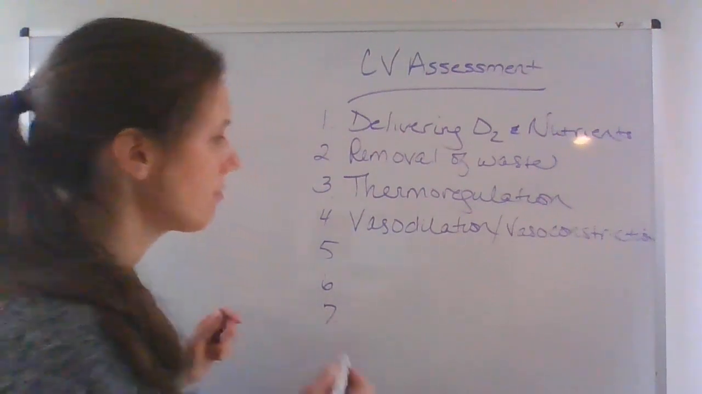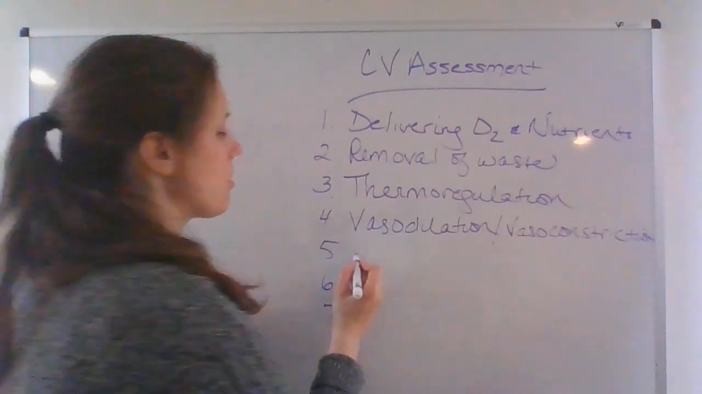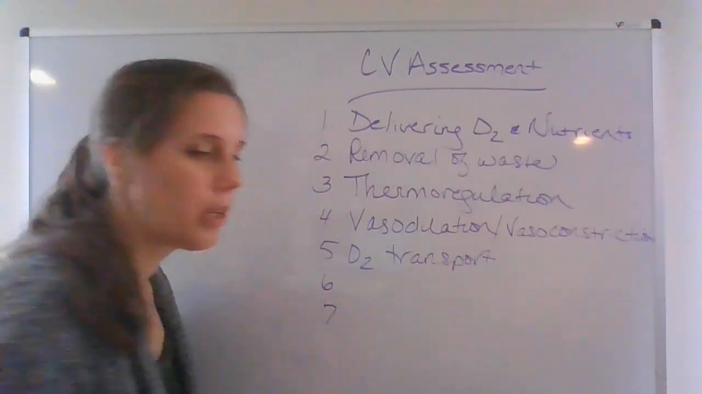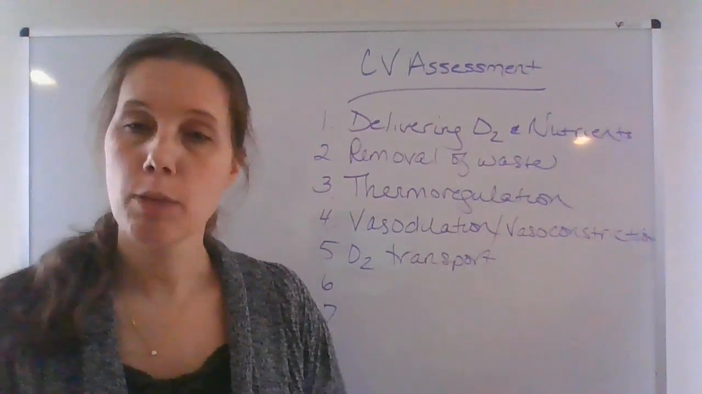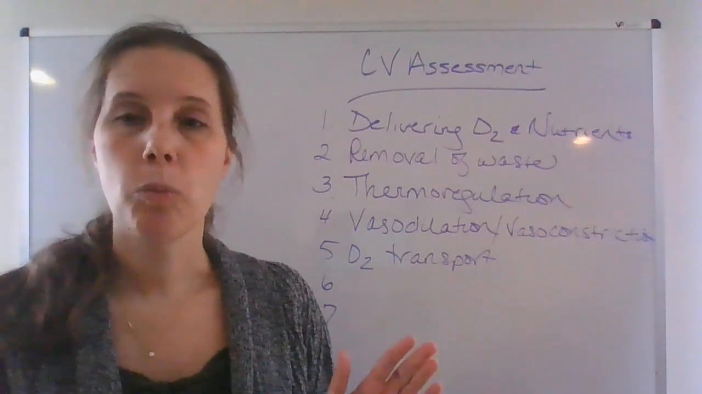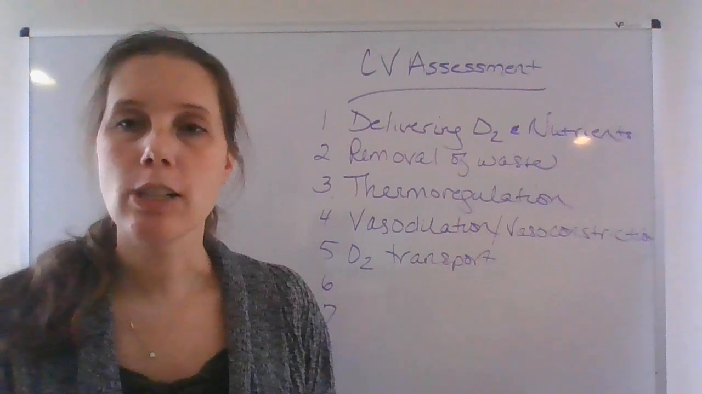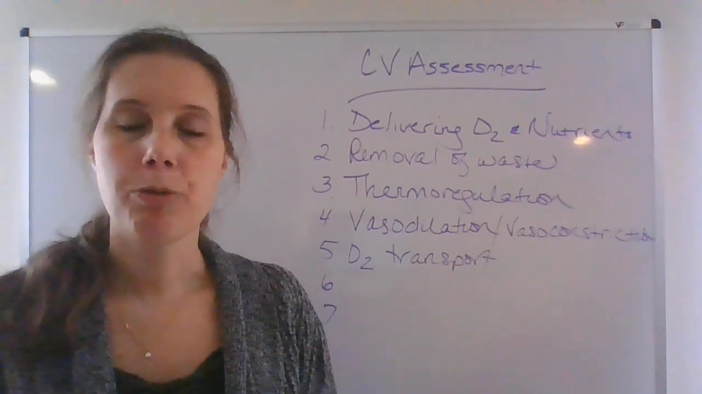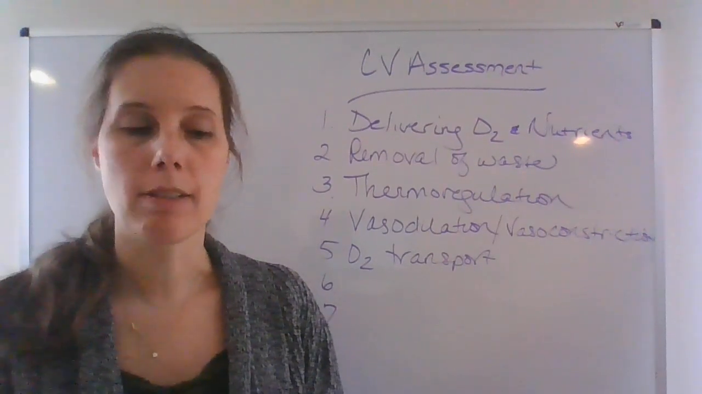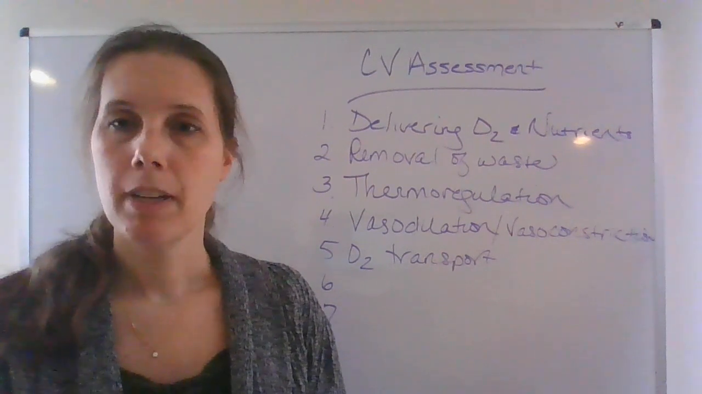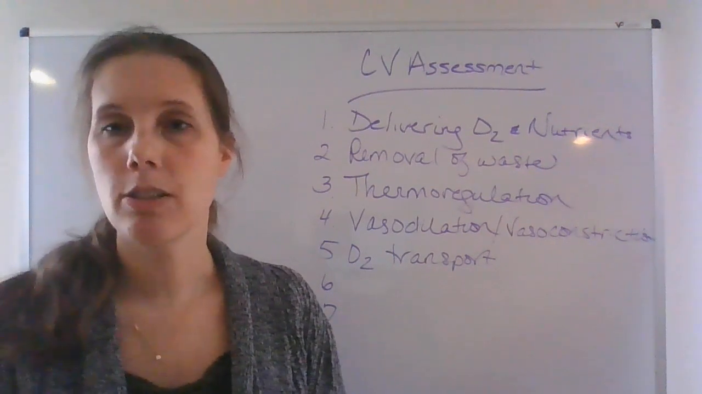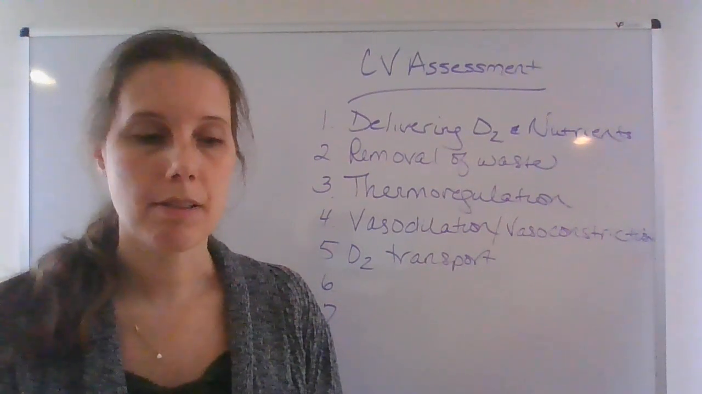Okay, here's another one. It is very similar to number one, but it's O2 transport. And what I mean by O2 transport is definitely perfusion. It is closely linked to delivering oxygen and nutrients, but what I'm talking about is the ability to actually transport the oxygen. So for some of our heme patients, this might be a little difficult. Hematologic patients. Do they have enough hematocrit and hemoglobin in order to actually aid in this oxygen transport? And that is part of the cardiovascular system.